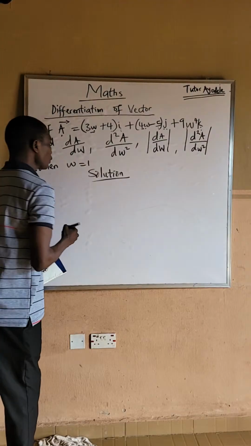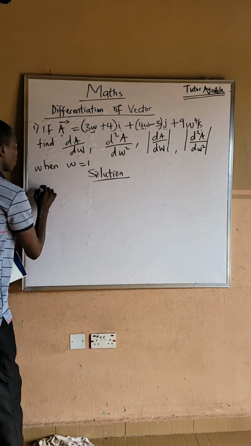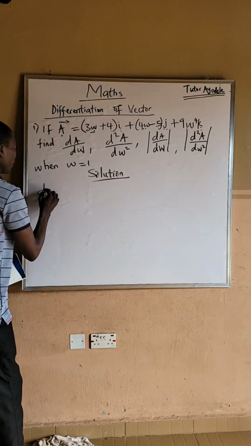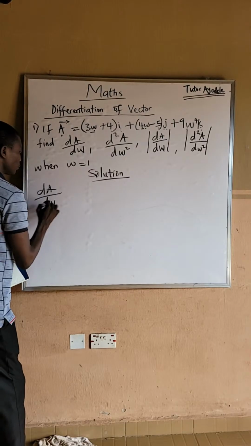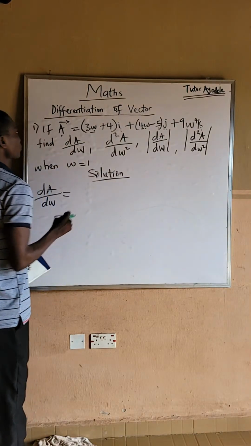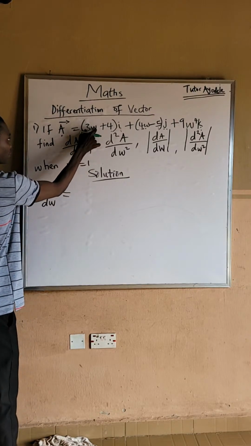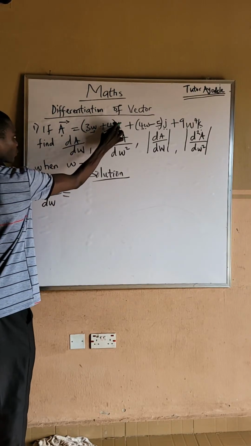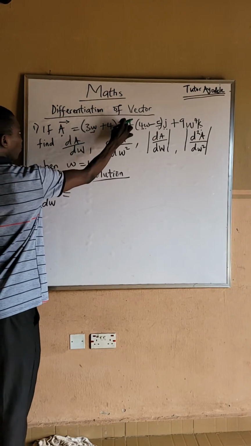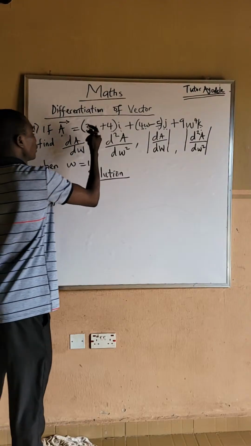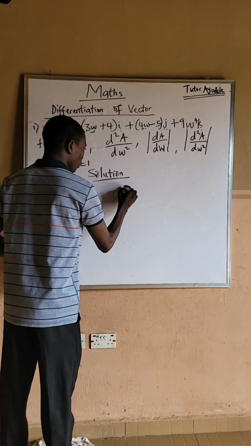Okay? Now, dA/dW equals to, now this is W. I'm differentiating this. You know, this will give us 0, as I've said. So whenever I differentiate this, I'll then put this i at the back, okay? To show the direction. So 3W, let's bring out 3W.